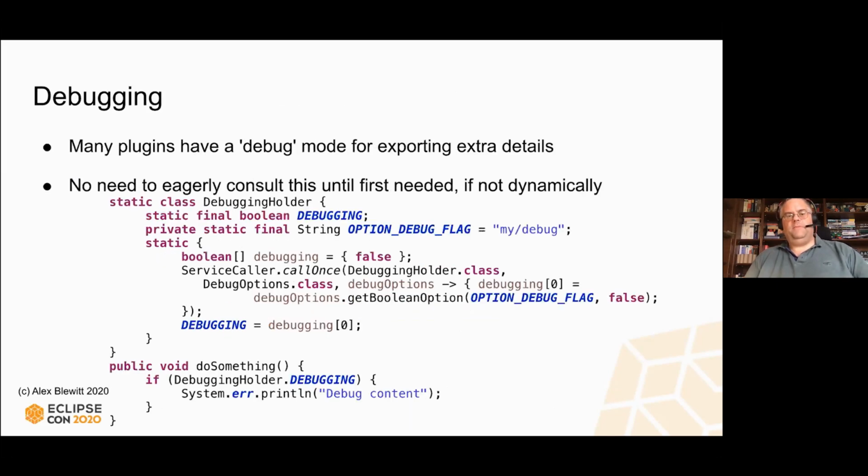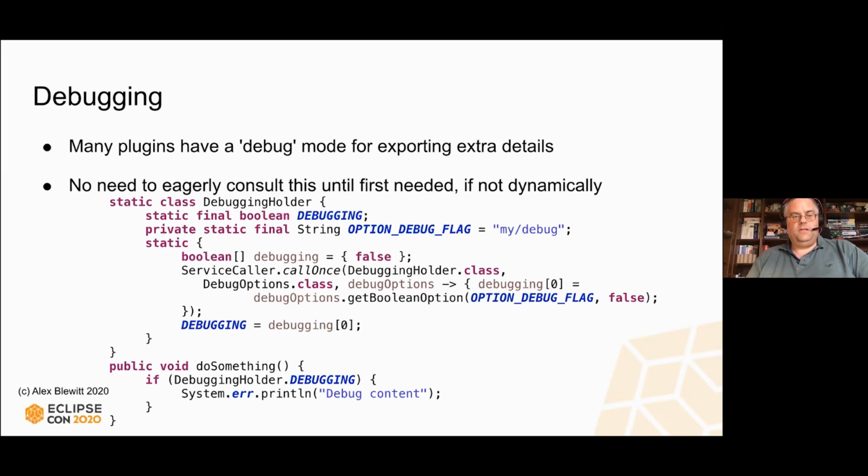This can be used in debugging. Quite a few plugins have a mechanism for enabling debug mode, where you want to do a lookup to find out if debug is enabled, and then if so, print something out. In a number of cases, this required an activator to get hold of a debugger service to then look up debug code and then find out if that was enabled.